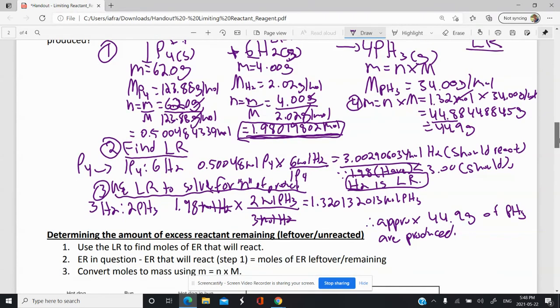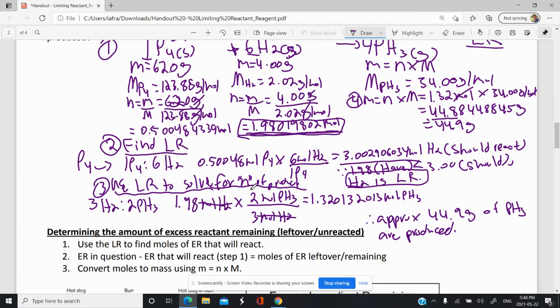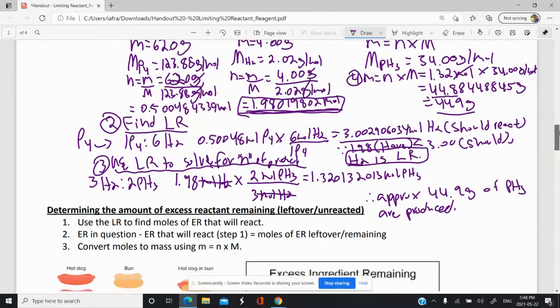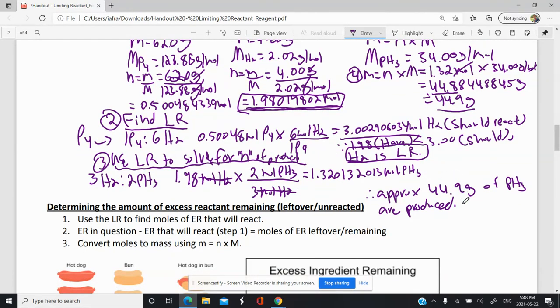Anyways, once I found my LR, I decided to use the LR, the limiting reactant, which is H2, the moles of it that you have in the question, to find the moles of the pH3. And then afterwards, once I had the moles of pH3, I used that with the molar mass of pH3 to calculate the mass of pH3 produced and make sure that it was to the proper number of sig figs, which is 3 in this case, and I wrote my therefore statement over here.